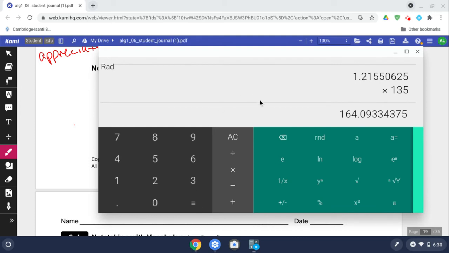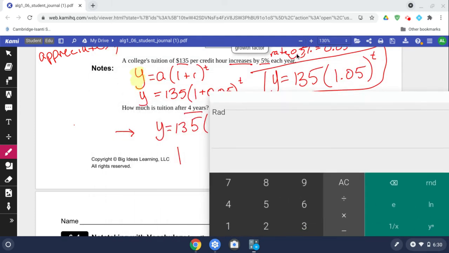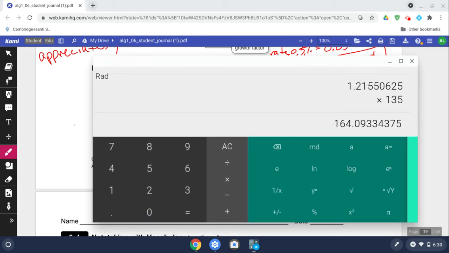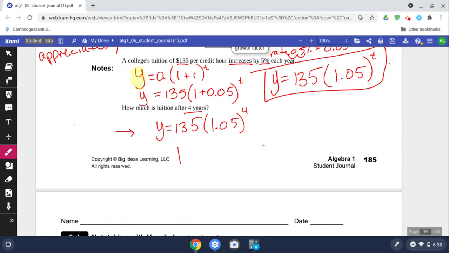Awesome. Okay, so 164. I don't think it says how to round it off. So it's a monetary value, so I'll say 164 and 9 cents. I'll just go to 2 decimal places here. 164.09. And I hope when I go back to my other tab, it is going to let me write again.